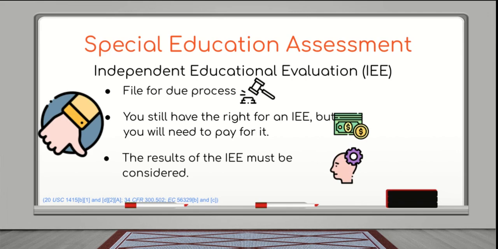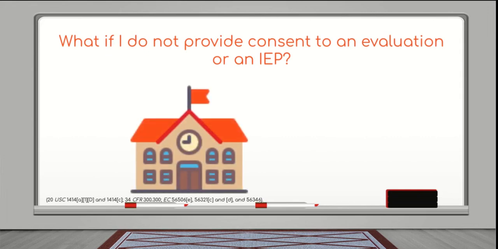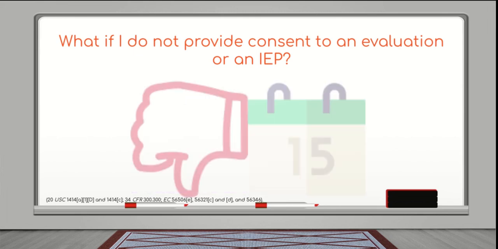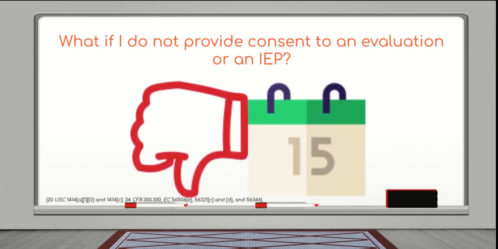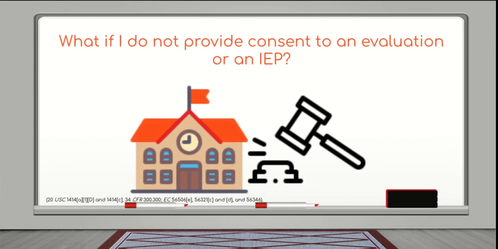What if I do not provide consent to an evaluation or an IEP? If the district sends you prior written notice and an assessment plan to conduct an initial or first ever evaluation of your child for special education, and you don't give them consent to begin the evaluation either because you don't want to give them consent or you fail to respond within 15 days, the district may pursue the evaluation through the due process procedures.